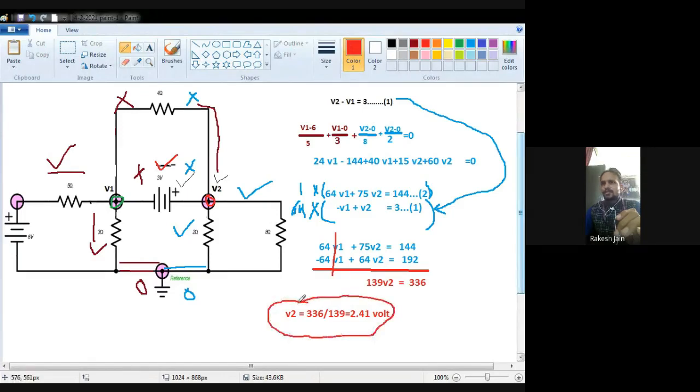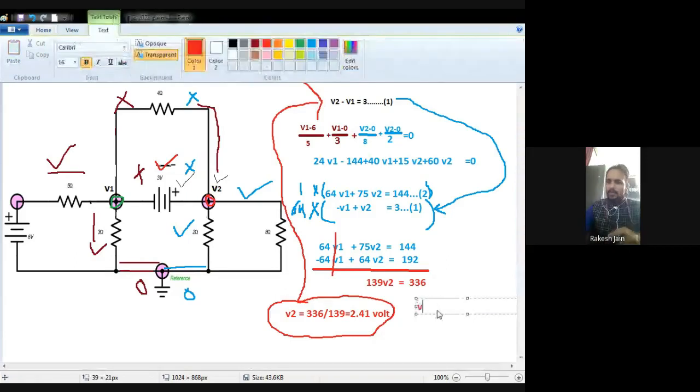Now just put this answer of V2, that is 2.41 volt, in any equation, either first or second. I just put it in equation number one. What is my equation number 1? V2 minus V1, or we can say minus V1 plus V2, that is equal to 3. So V2 is 2.41, minus V1 will be equal to 3.